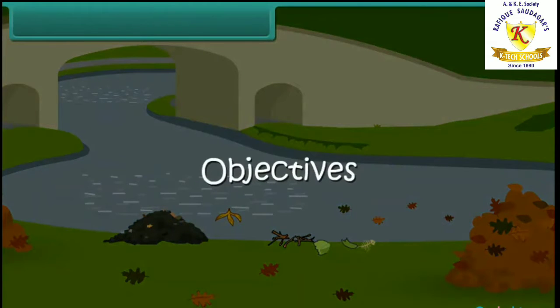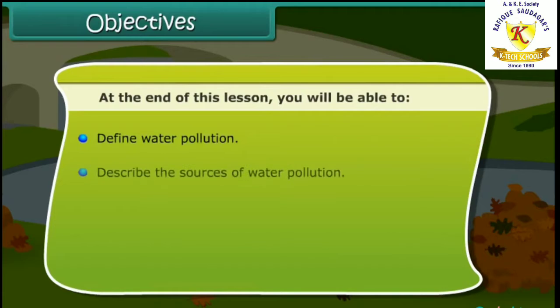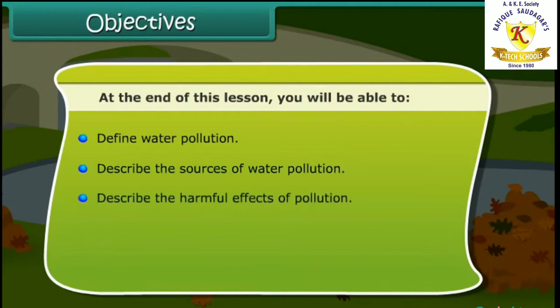What are the objectives? Let's see. At the end of this lesson, we will be able to define what is water pollution, describe the sources of water pollution, describe the harmful effects of pollution, and discuss the measures of pollution prevention.